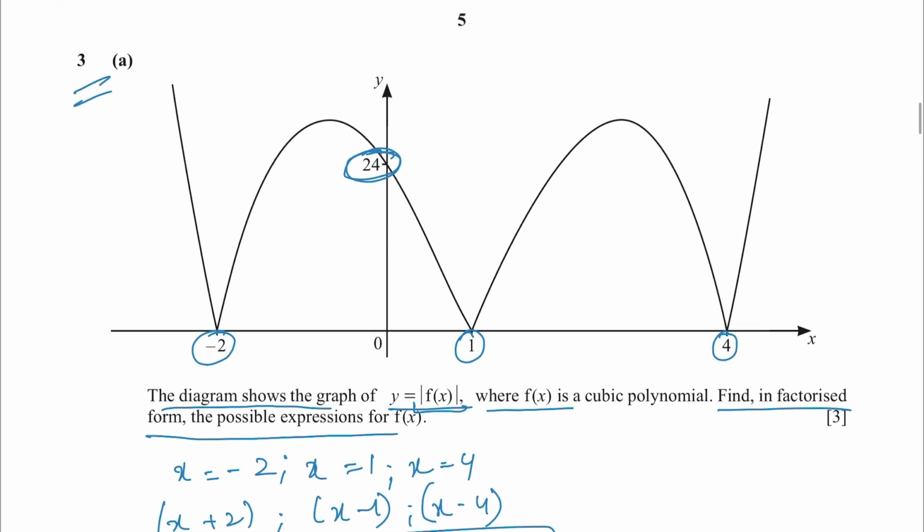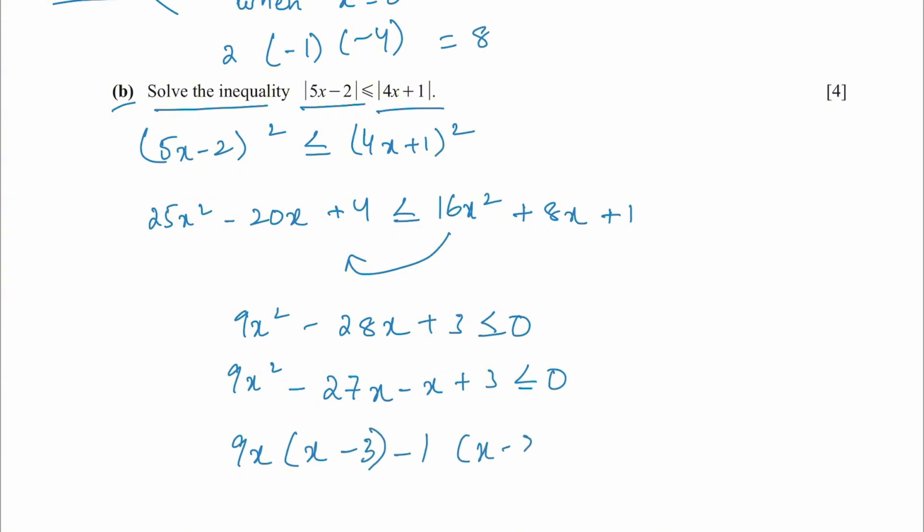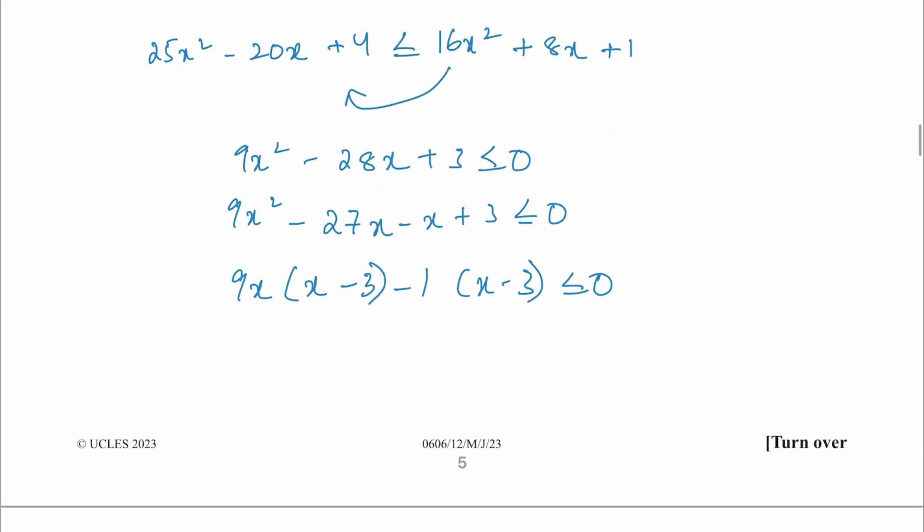Now by using calculator we can solve this equation, or we can simply do this. 9 3s are 27, so this would be negative 27x and negative x, positive 3 lesser than equals to 0. This would be 9x minus 1, x minus 3, lesser than equals to 0.